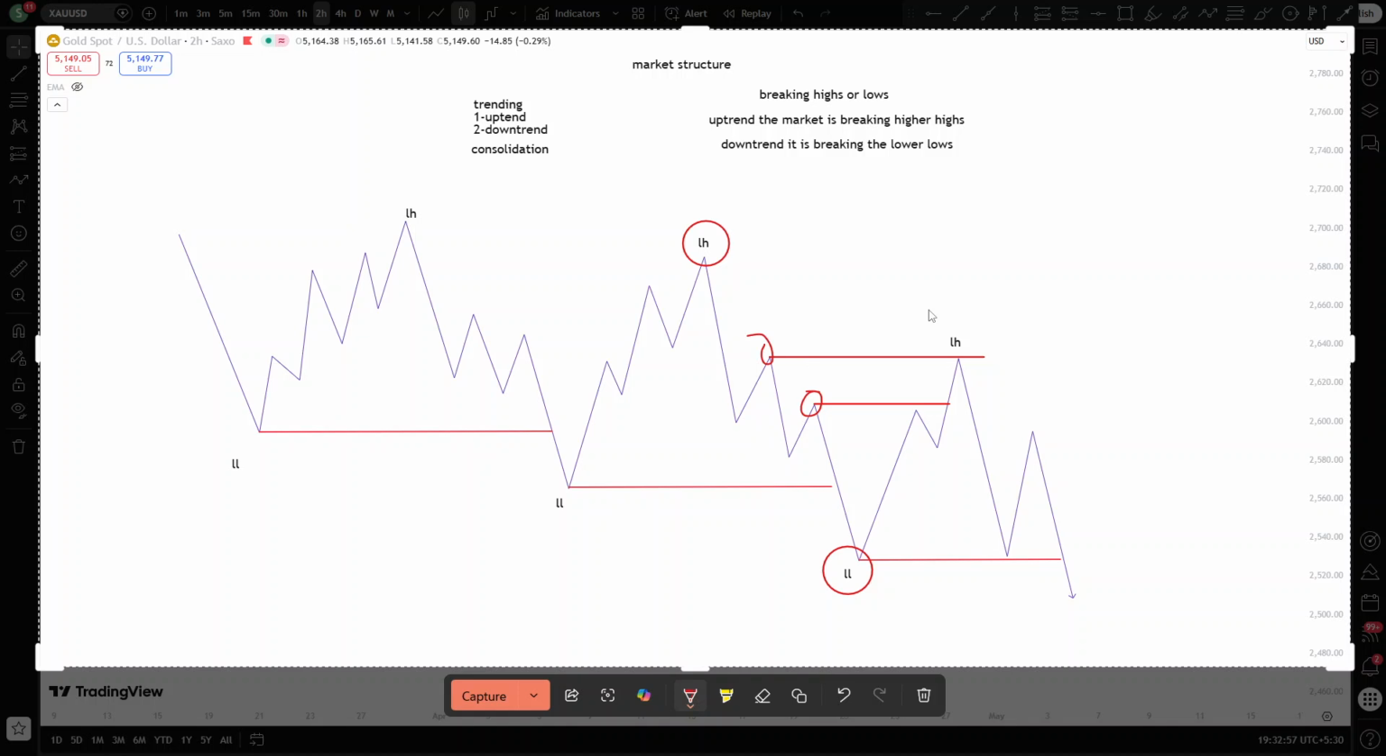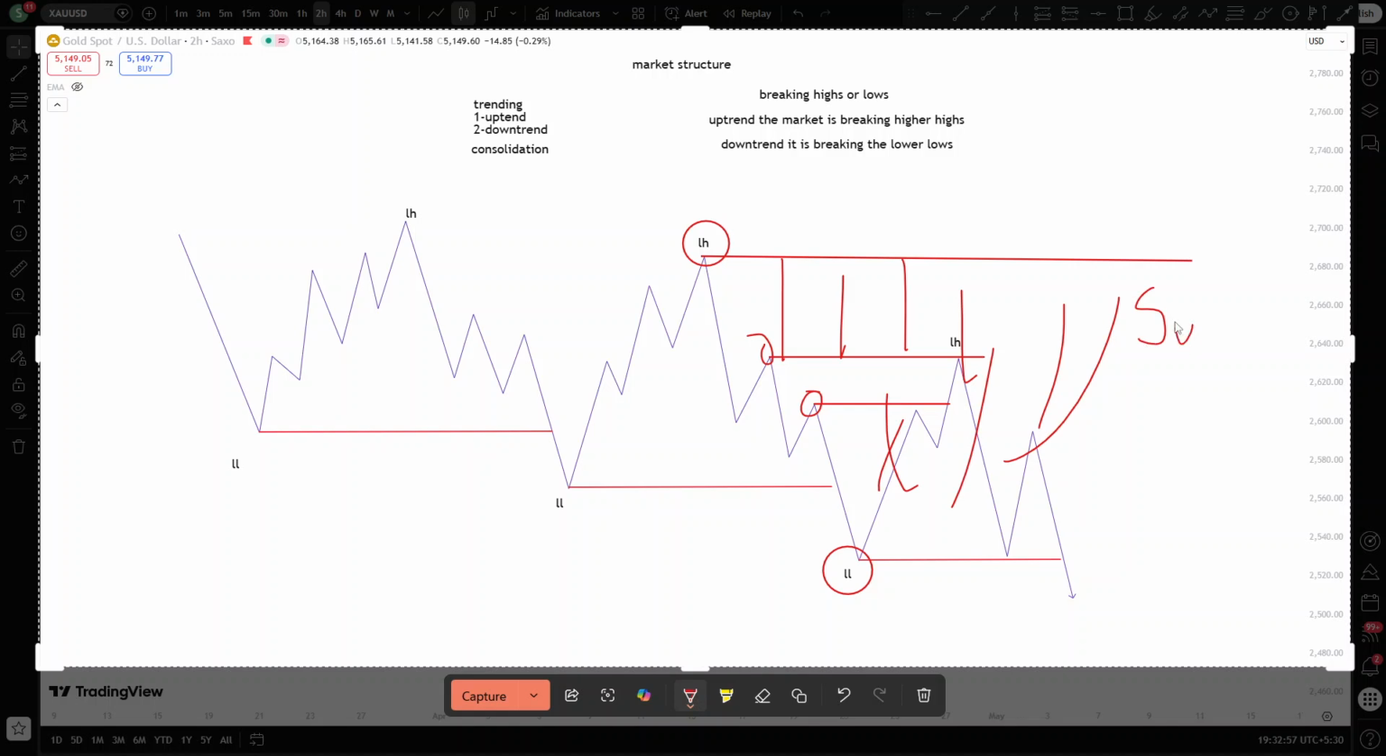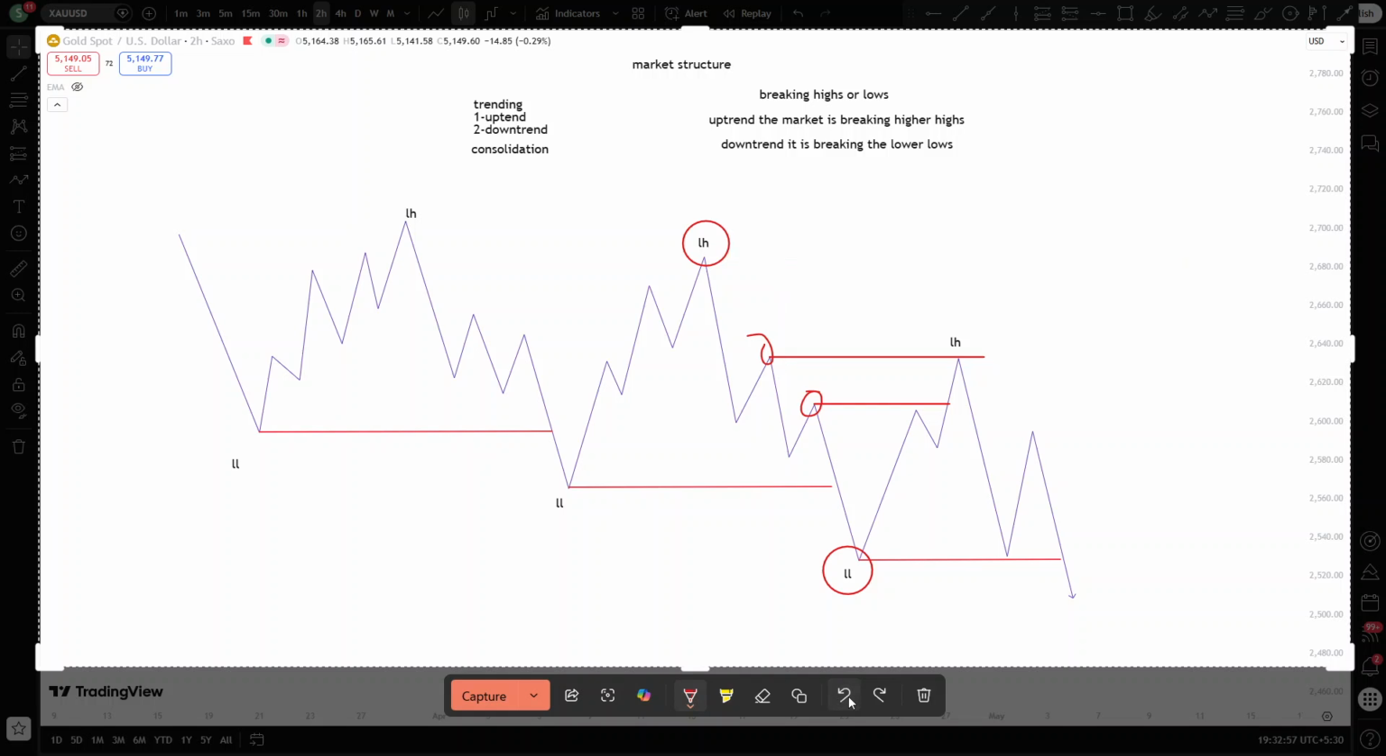For us to say the market has changed direction, it has broken the structure, we are going to be counting this lower high. For as long as the market is down here, we are still looking for sales. The only time that we are going to start looking for the buys is when the market gives us a break of structure here.